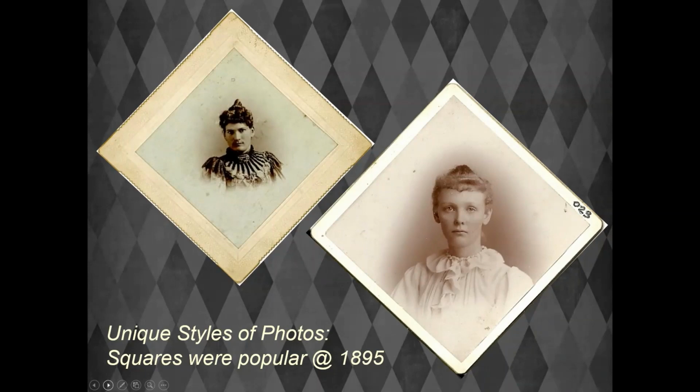So I can be looking through photos. If I see a diamond, I'm going to start with 1895 and I'm going to move my marker maybe 1 or 2 years in the opposite direction. But the fact that they both have top knots and high collars, 1895. So I can be fairly confident and certain with that.